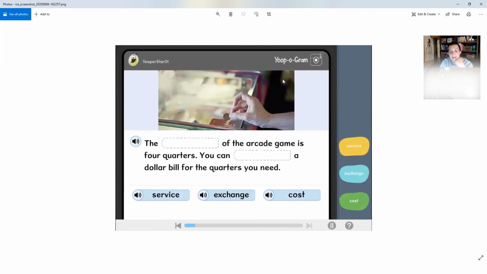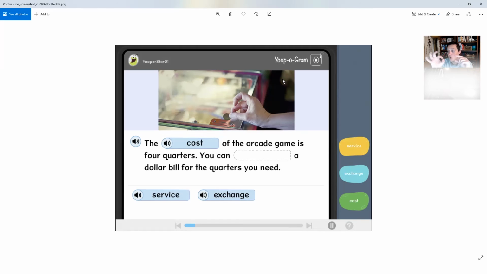We're going to be reading these sentences, 2 sentences, and choosing 2 of the 3 words to put into the blanks. So first, let's read the sentence here and choose the 2 words that go. The cost of the arcade game is 4 quarters. You can exchange a dollar bill for the quarters you need.